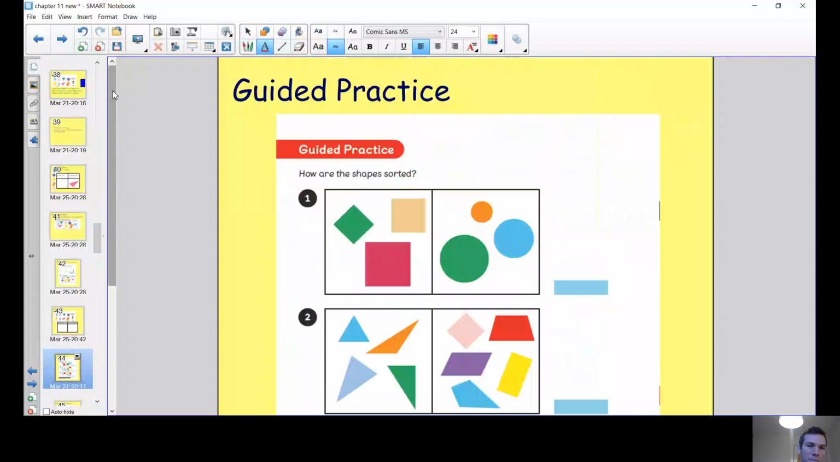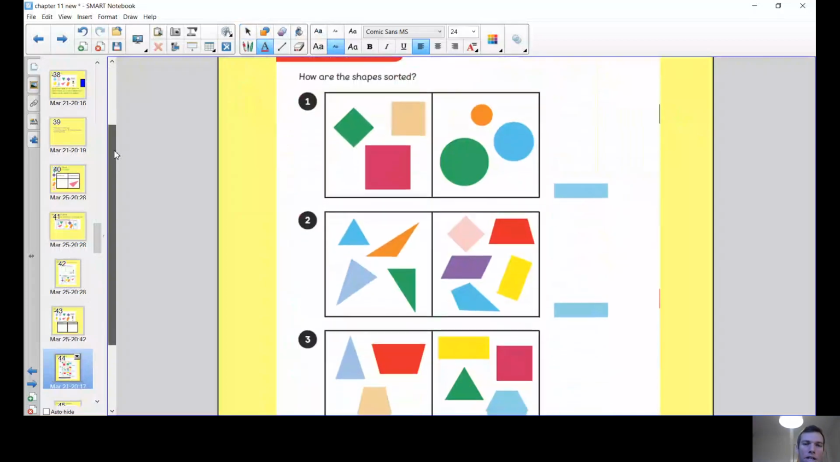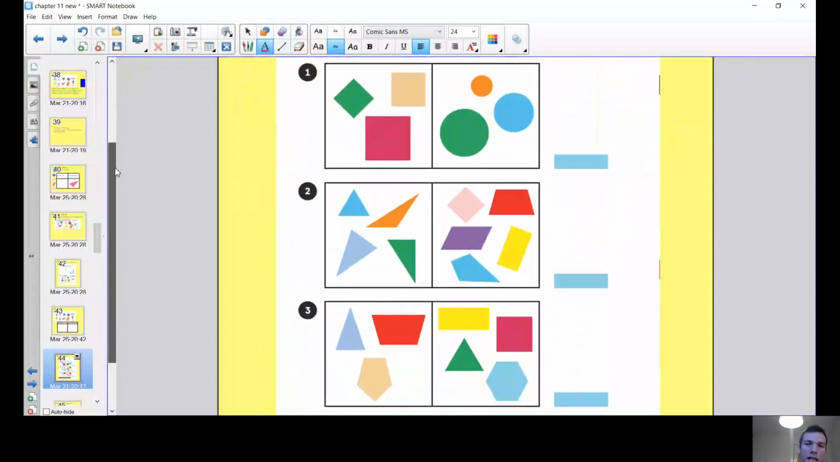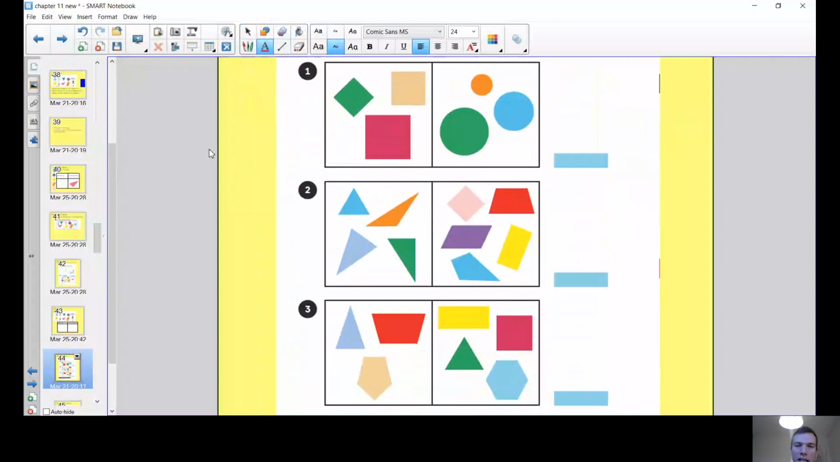Okay, guided practice time. How are these shapes sorted? So I'd like you to pause the video and have a think about how these shapes have been sorted, and press play again when you like the answers. Okay, first one, we have sorted these by shape. Which shape are they? We've got circles and we've got squares, so we've used shape to sort these.